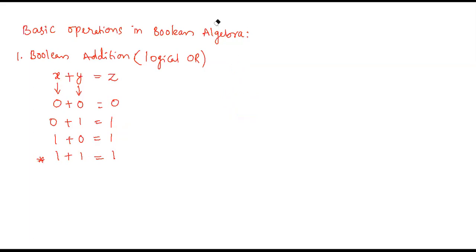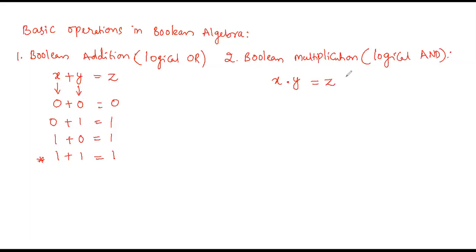Next, second operation, Boolean multiplication. The another name for the Boolean multiplication is logical AND operation. Now take two variables x, y, and you are multiplying, Boolean multiplication. You are getting the result z.